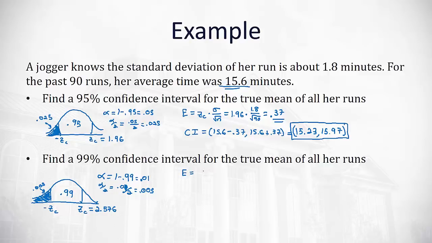So our error is equal to 2.576 times the standard deviation of 1.8 divided by the square root of the sample size of 90. And when we do that on our calculator, 2.576 times 1.8 divided by the square root of 90, we end up with an error this time of 0.49 when we round.